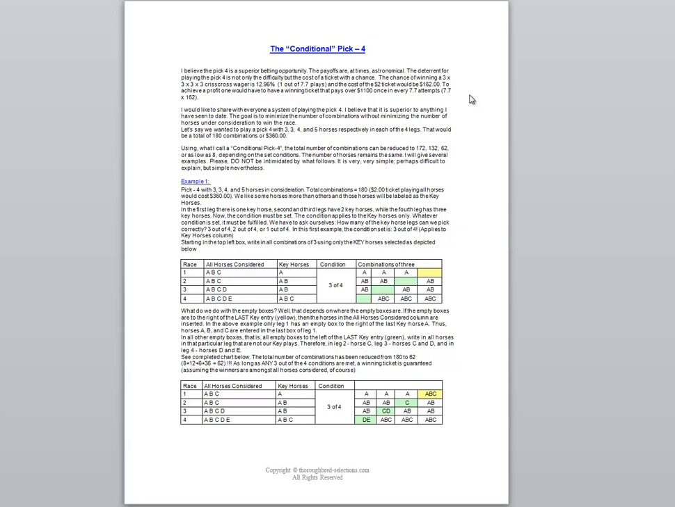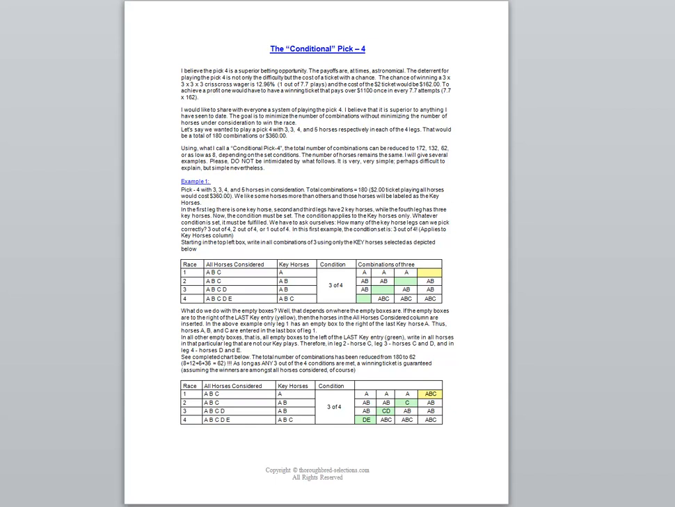Hi everyone, and thank you for watching my video on the conditional Pick-4. Judging by many of your emails, I feel that you are very intimidated by what's written in this paper, so I've taken a few minutes of time to try to explain and simplify what the conditional Pick-4 really is.